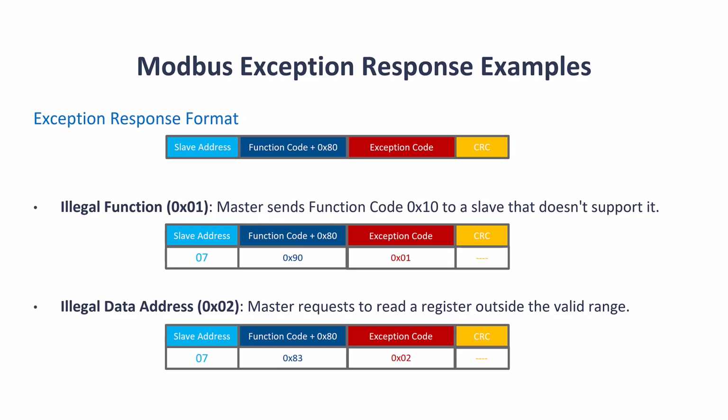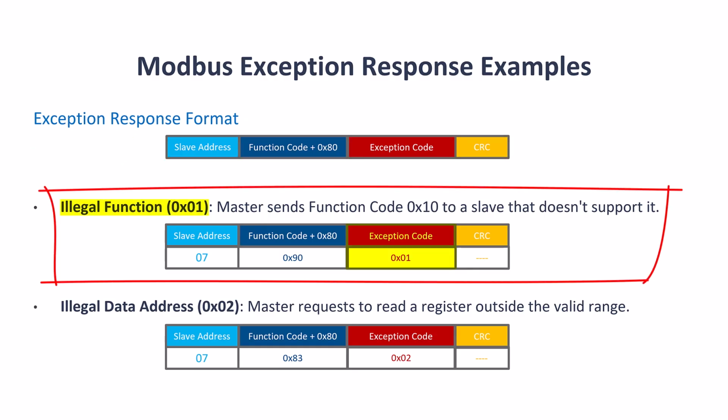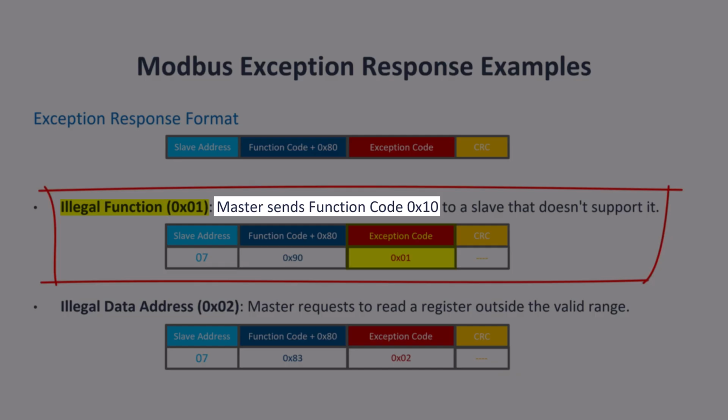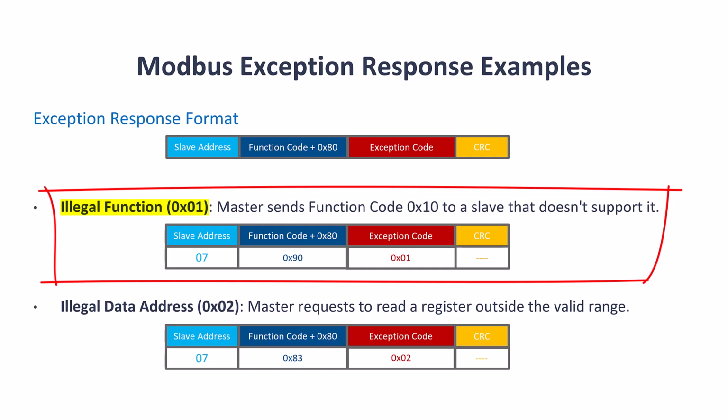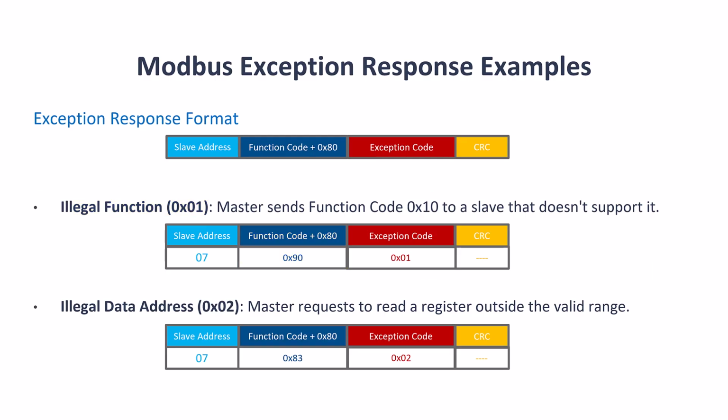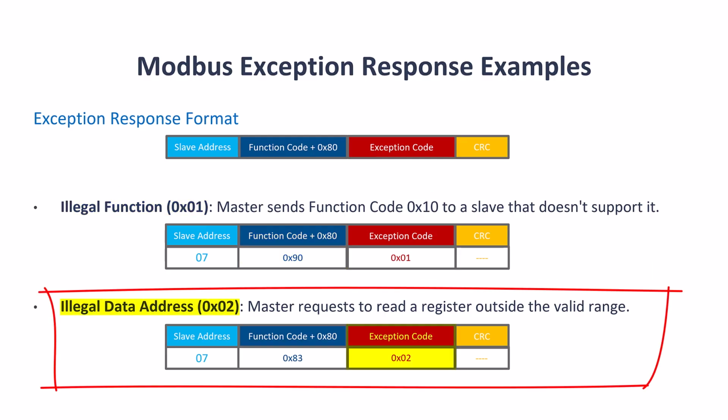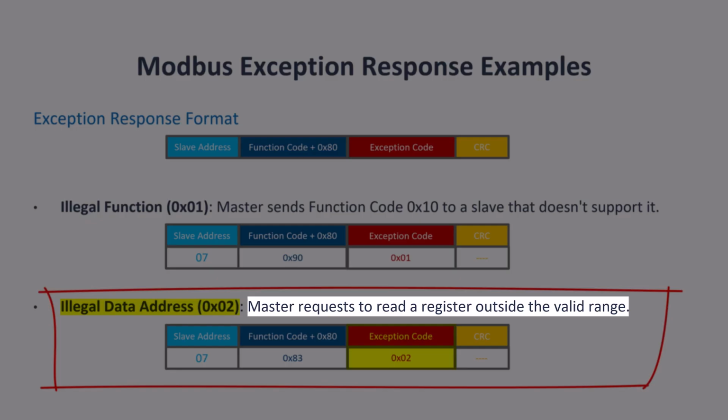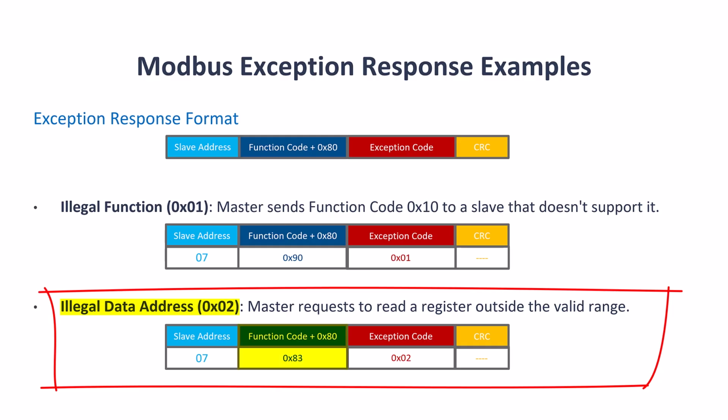And here we have two examples. For illegal function code 1, if the master sends an unsupported function code hex 10, the slave replies with hex 90, indicating an exception. For illegal data address, code 2, if the master tries accessing an invalid register using function code 3, the slave replies with hex 83.